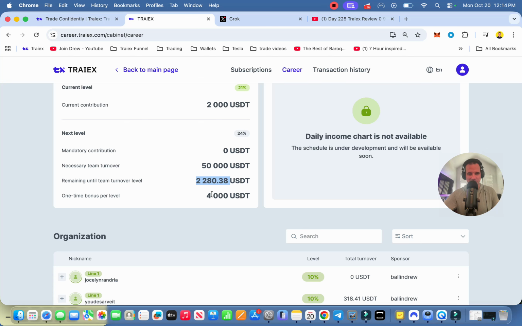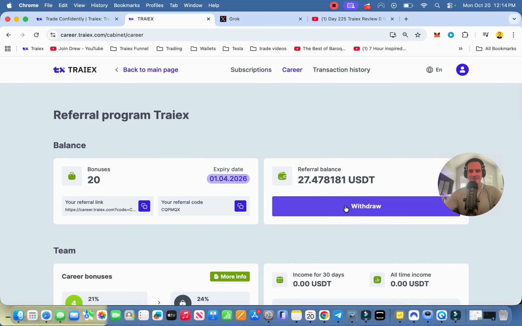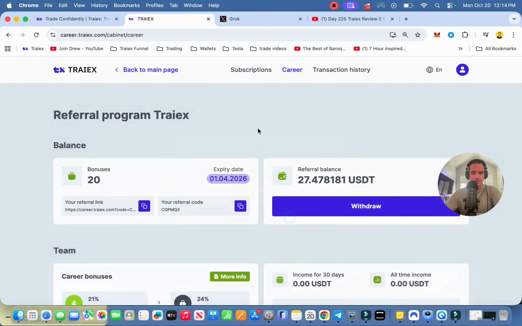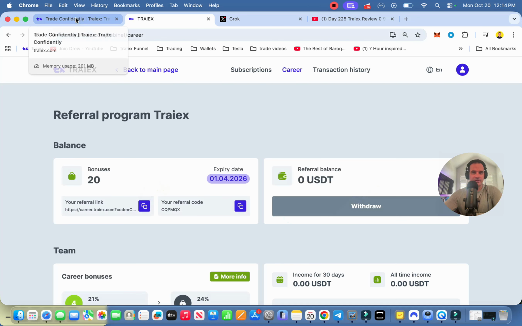It could go to zero, and then I'd get that $4,000 bonus. So I'm pretty excited about that. Anyways, let's do the withdrawal of this, and then we'll get into this stuff over here. Okay.